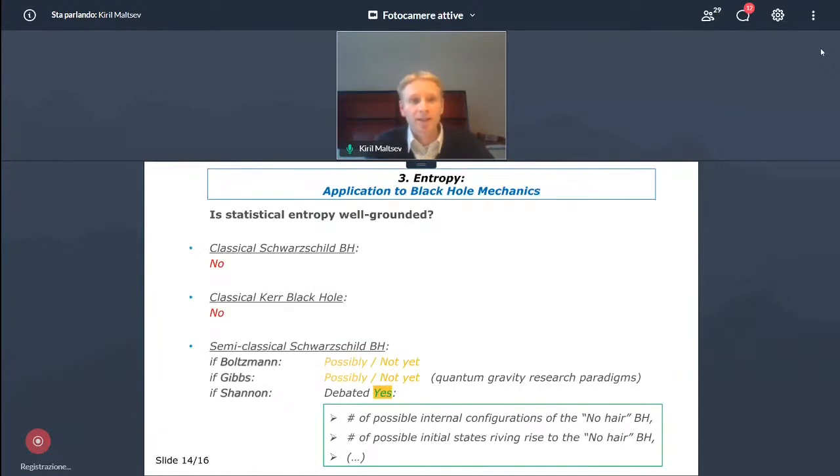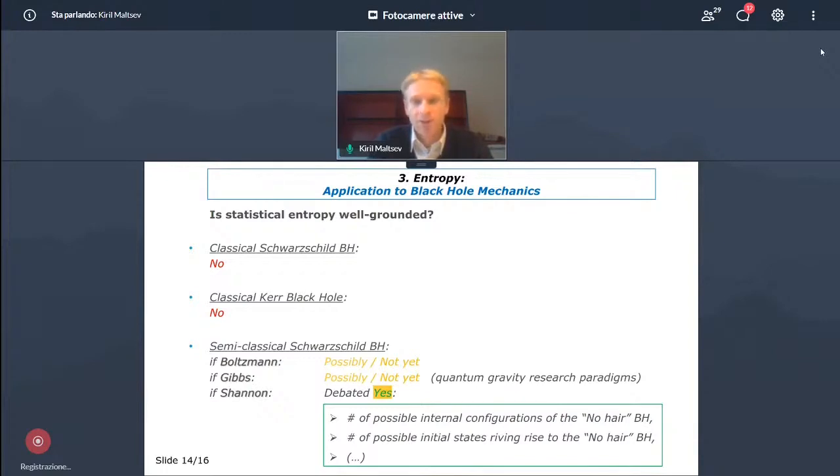So finally, we can again ask, is statistical entropy well grounded when we apply it to black holes? For the classical Schwarzschild and Kerr black holes, the answer is no. Again, for the simple reason that no statistical ensemble can be given by a purely classical general relativity account of black holes. For the semi-classical Schwarzschild black hole, the answer is differentiated. If one has the Boltzmann view, then it has not yet been established. What one would require is something like a unified theory to exploit all the possible configurations in state space by a single particle microstate. If the Gibbsian account is demanded, then what is missing is the appropriate statistical ensemble over which the probability distribution is defined.